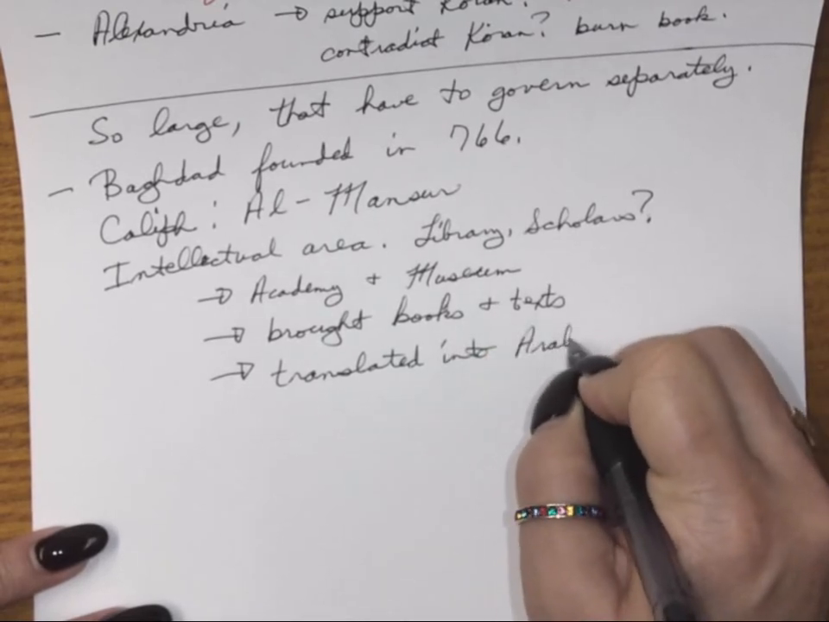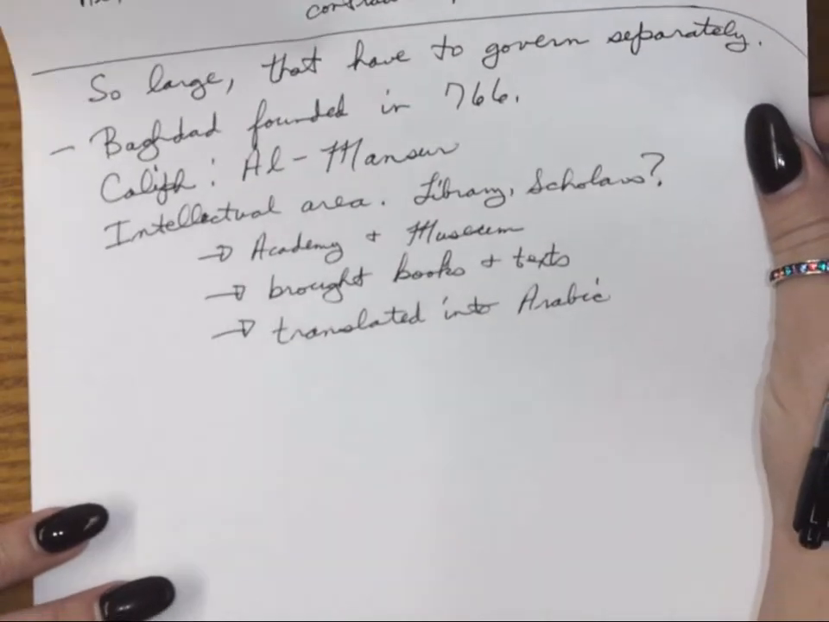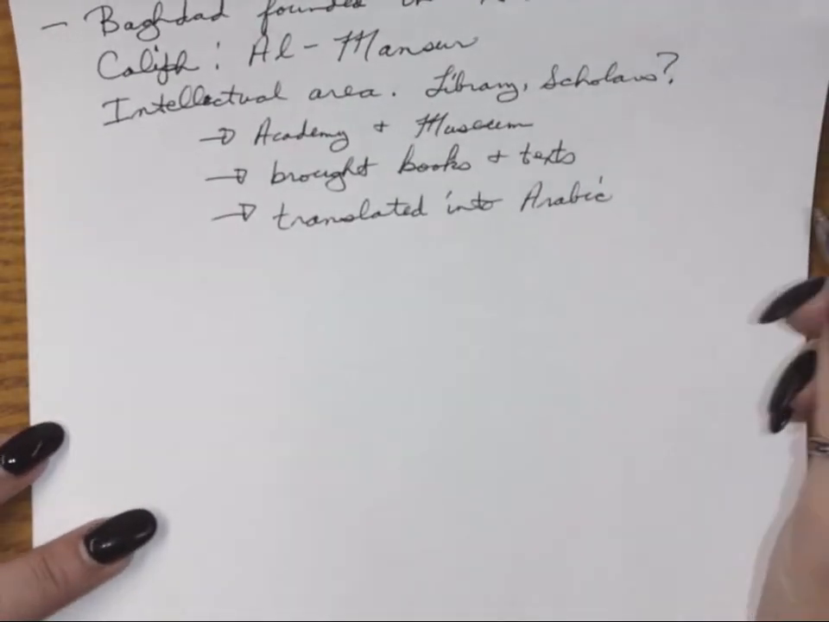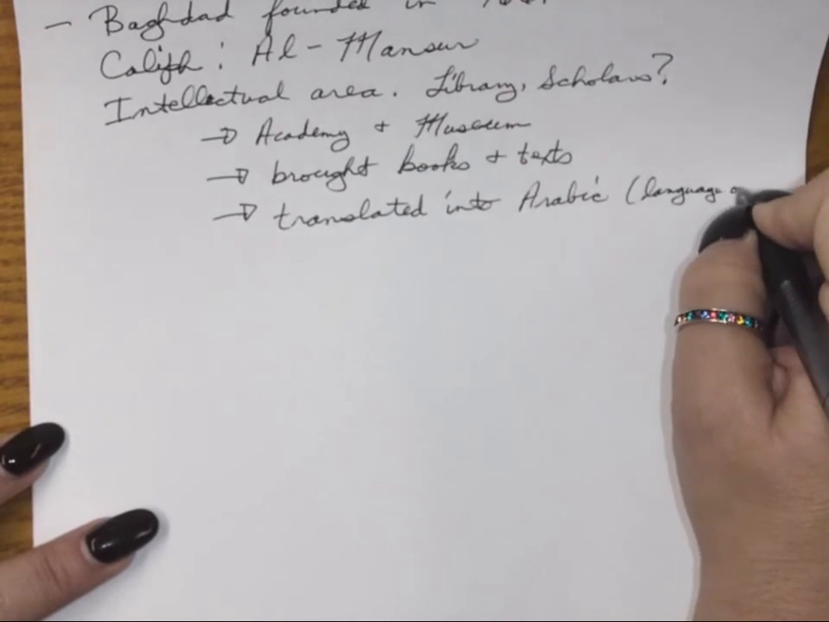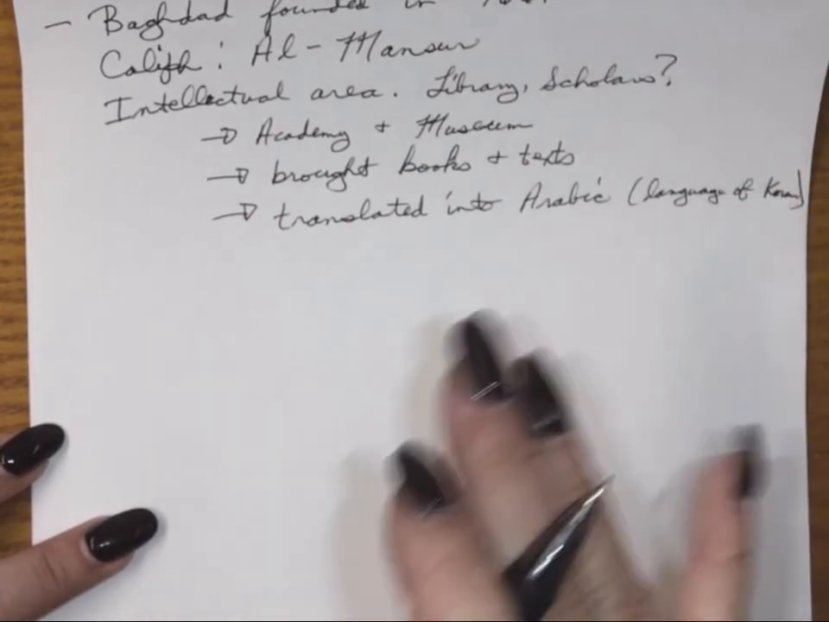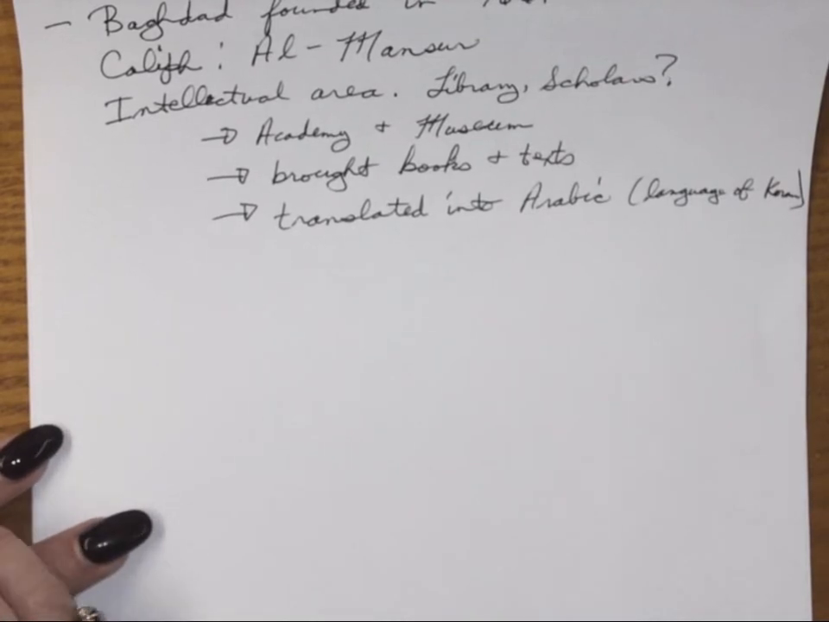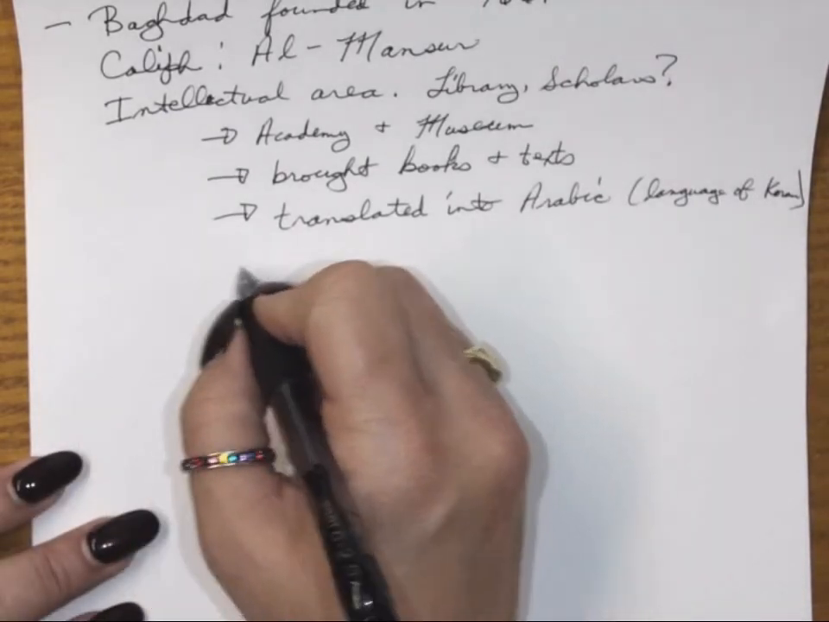And really, this is how we end up with the Arabic numbers, because as things get translated into Arabic, which is like the language of the Quran, right? Which is the way we want to do things if we are in that religion. We want things to be in our language. So they start translating things, and it's really important.